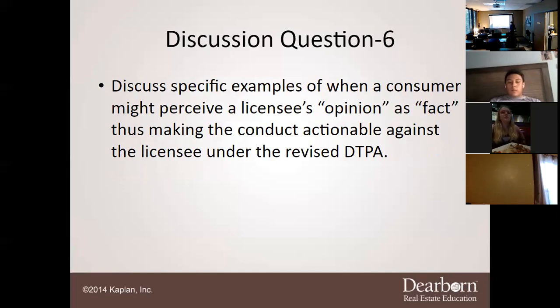Last one. Discuss specific examples of when a consumer might perceive a licensee's opinion as fact, thus making the conduct actionable against the licensee under the revised DTPA. You want to do this one, Carl? I'll do it. The question is to distinguish between opinions and fact. What is an example of when a consumer would think that what I said was actually fact, not opinion? We just talked about it: this house has a foundation issue. That's a fact, exactly. So if I were to say something that could be perceived as a fact, not an opinion, it could be actionable under the DTPA. Very good.